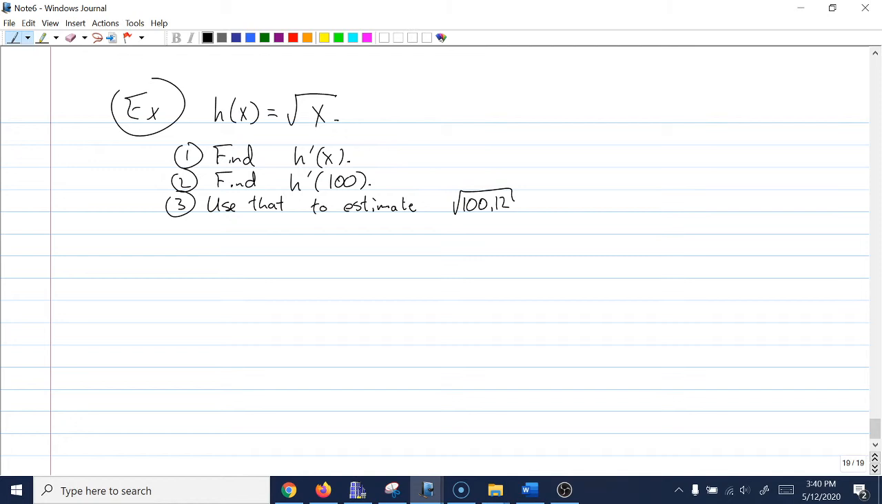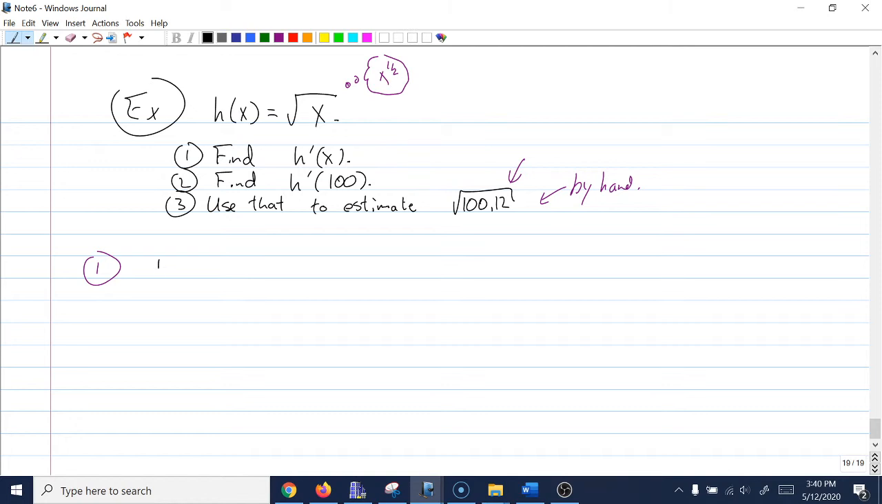The third one is maybe not clear what's going on. We'll get to that when we get to that. Part 1 is easy. This function is x to the 1/2. By hand, we're approximating the square root of 100.12, which feels like a really hard thing to do by hand, but we're going to get a really impressive estimate. That function is x to the 1/2.